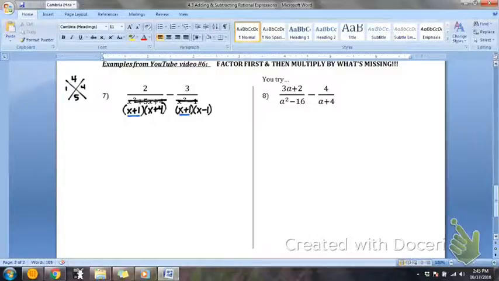So now I'm going to ask myself, what is the first fraction missing in the denominator that the second one has? Do you guys see that? It would be an x minus 1. That tells me that that's what you need to multiply by. So I need to multiply this side by an x minus 1 over x minus 1. Now I'm going to go to the second fraction and ask myself, what is that denominator missing that the first denominator has? So that tells me what I need to multiply each side by.